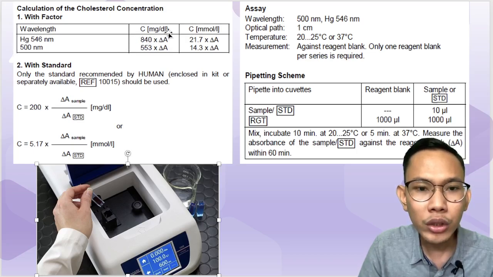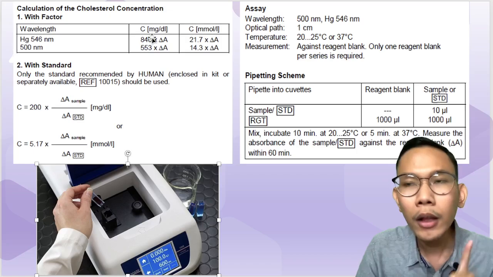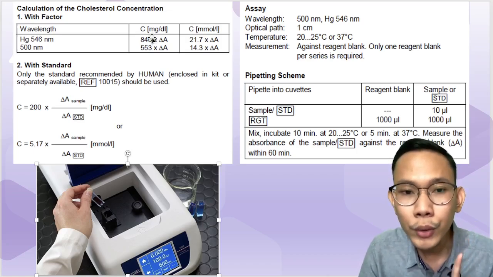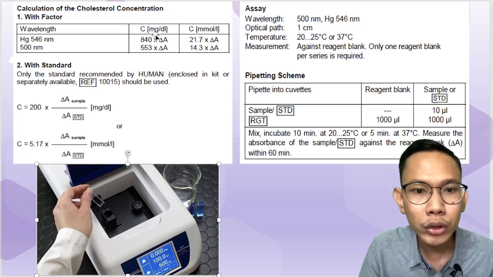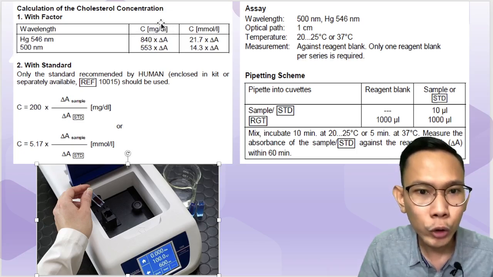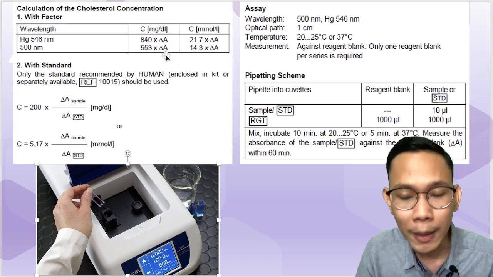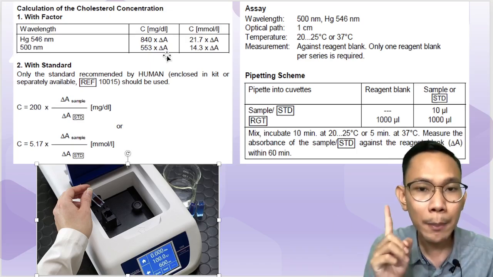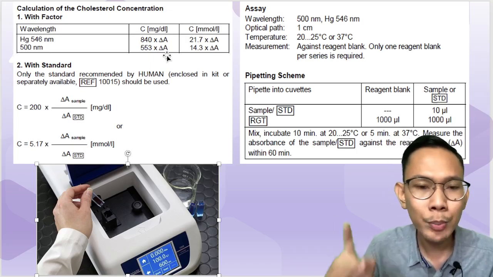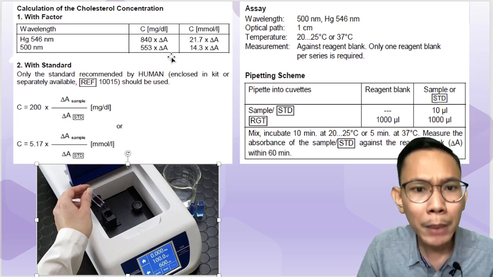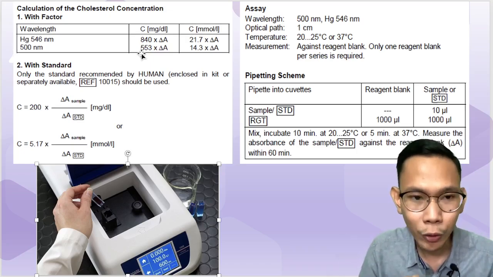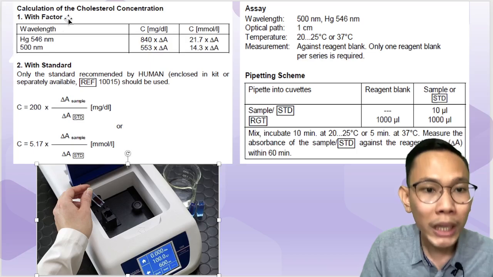So, ang concentration ng ating cholesterol, either way, mamili ka. Ang hinahanap ko, Doc, gusto ko in conventional, di ba? Conventional is milligram per DL. So, paano natin i-compute? 500 nanometer ginamit sa test. Conventional ang gusto kong makuha na result. So, 553 times absorbance of your sample. Pag lumabas ng absorbance ng sample is 0.500, basically ang gagawin mo lang is 0.500 times 553, meron ka ng result ng cholesterol. This is now referring to your with factor.